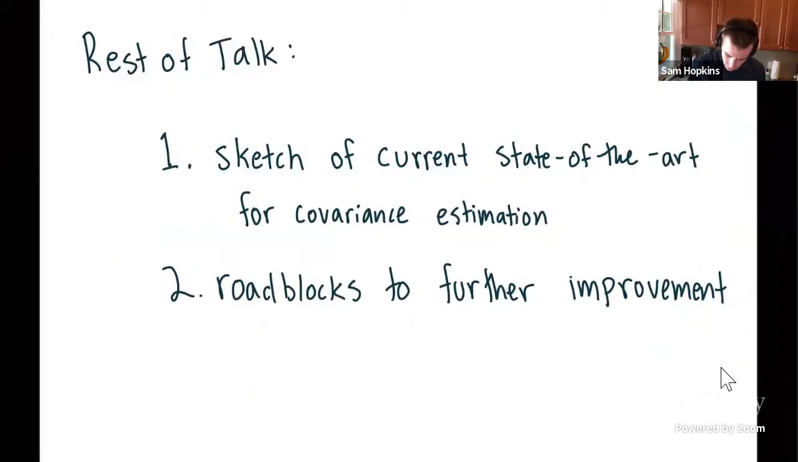So in my remaining time, I want to sketch the current state-of-the-art algorithms for covariance estimation when heavy-tailed distributions are allowed. Heavy-tailed meaning I only assume bounds on a constant number of moments. And I want to suggest this is the hint of an information computation gap. It's at most a hint, but I want to show you why at least current techniques seem to face significant roadblocks to further improvement. But I don't believe these are yet fundamental roadblocks to any polynomial time algorithm.